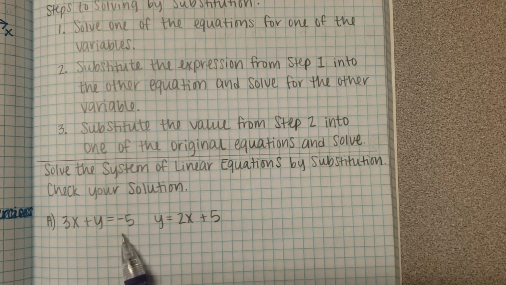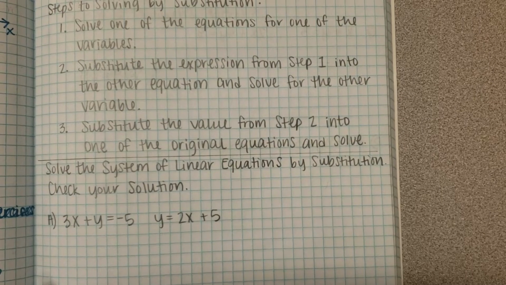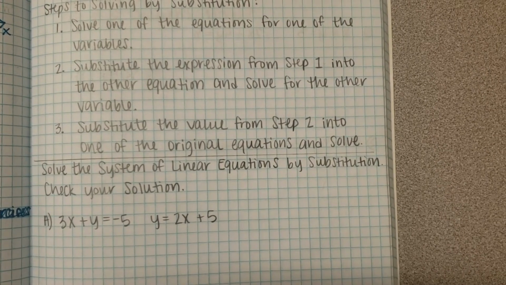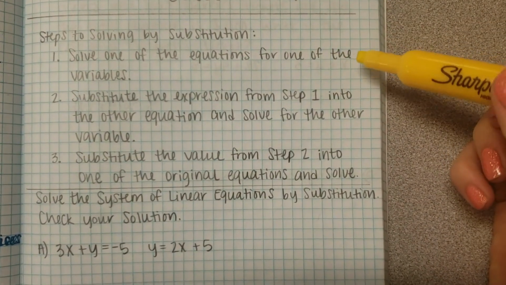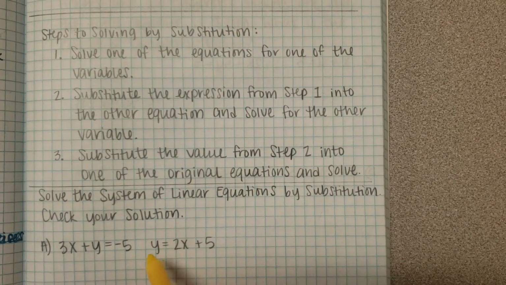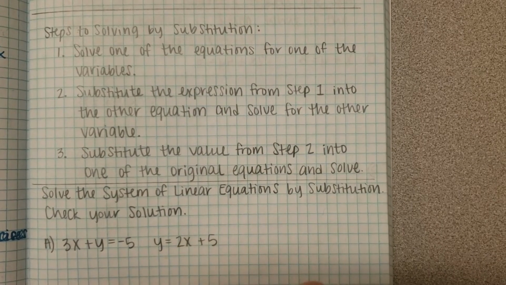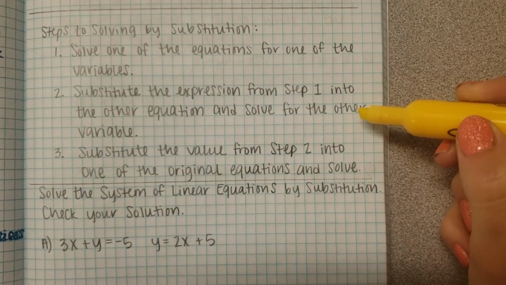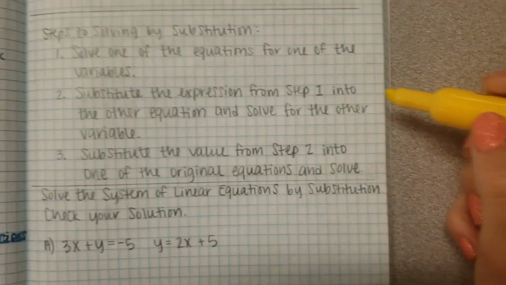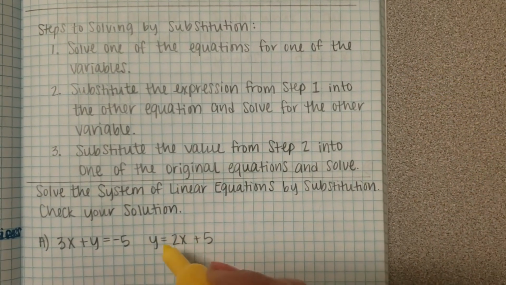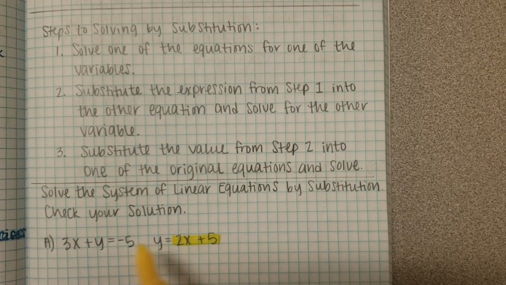So 3x plus y equals -5, y equals 2x plus 5. What they are telling me in my directions is to solve one of the equations for one of the variables. This equation already is. It tells me that y equals 2x plus 5. This equation's already solved for y. So in step 2, it says substitute the expression from step 1 into the other equation and solve for the other variable. So they're telling me to substitute the equation from step 1 into the other equation.